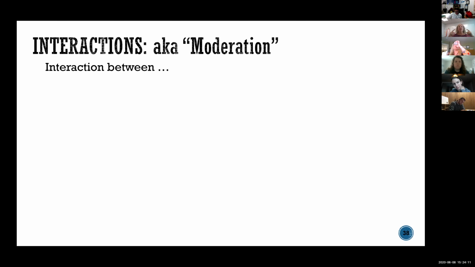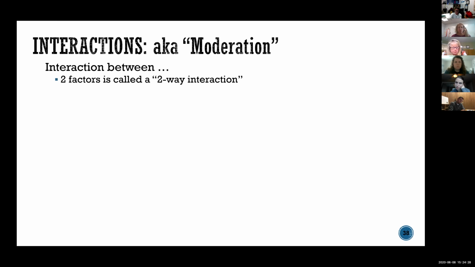An interaction makes it clear that mathematically the effect of one depends on the other, but moderation usually implies that there's A moderating B. But again, that's just a contextual idea.